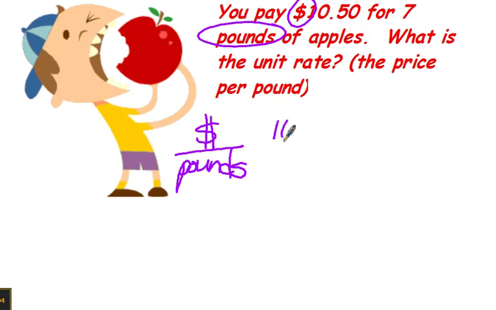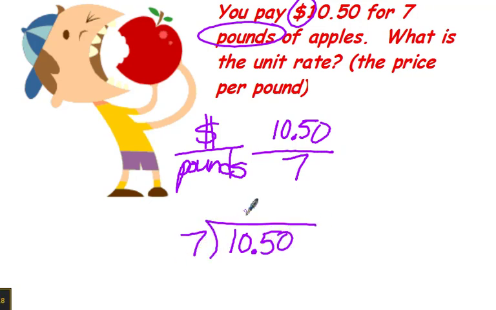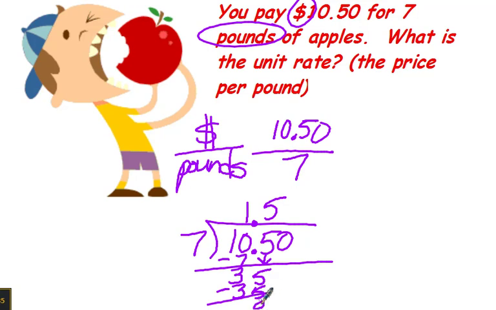Right now we know we have $10.50 for 7 pounds, but the question is, how much for just 1 pound? Go out to the side and divide it. $10.50 divided by 7. 7 goes into 10 1 time. Subtract down. You get a 3. Bring down your 5. Don't forget to bring up your 0. 7 goes into 35 5 times. And you're done.